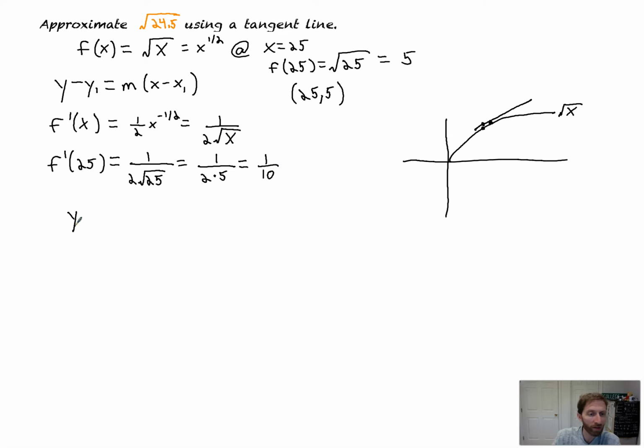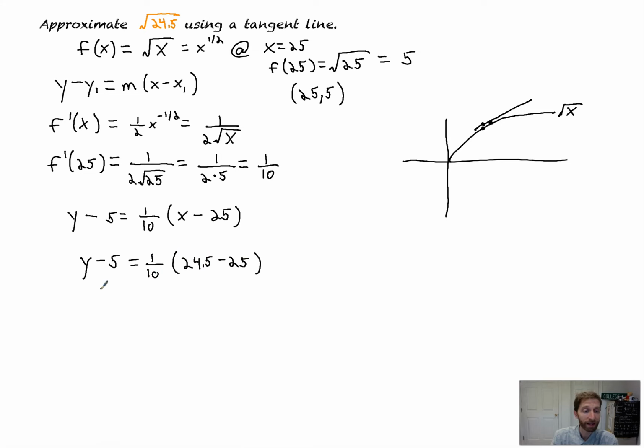So we've got the equation of our tangent line: y minus 5 is equal to a slope of 1/10 times x minus the x value, which is 25. This is the equation of our tangent line. We are told that we need to use a tangent line to approximate 24.5. So all we now need to do is plug in 24.5. So y minus 5 is going to be, I guess it's equal to 1/10 times 24.5 minus 25.